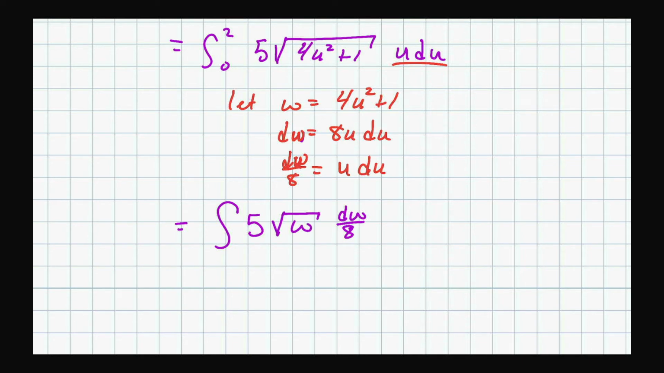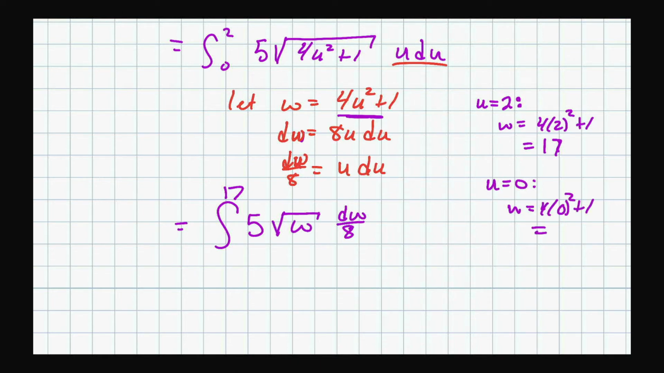And then our limits. The top limit was u equals 2. But if you plug that into your substitution, you get w equals 4 times 2 squared plus 1, which is 4 times 4 is 16 plus 1 is 17. So our top limit is 17. And if I do u equals 0 for the bottom limit, w is 4 times 0 squared plus 1, which is 1. So 1 for the bottom limit.